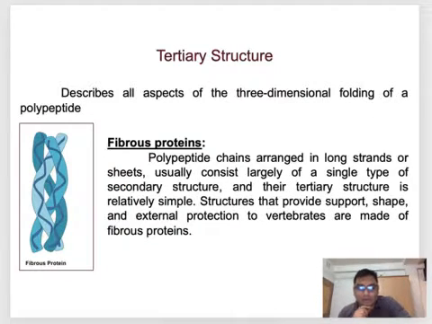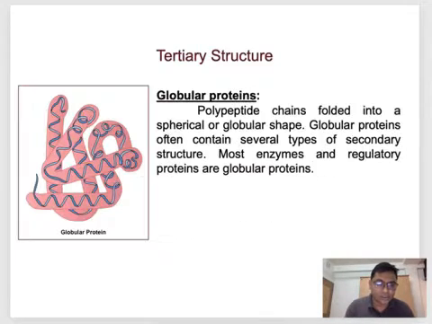Okay, so then tertiary structure. Basically, tertiary structure is the functional structure of the proteins or the enzymes. Tertiary structure describes all aspects of the three-dimensional folding of the polypeptide. They can be of different types, like the fibrous proteins or globular proteins.